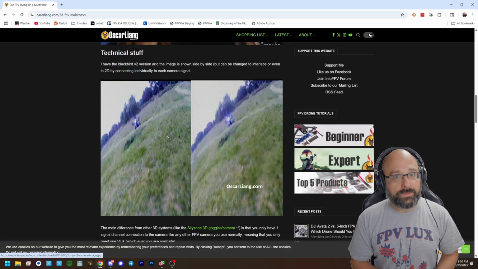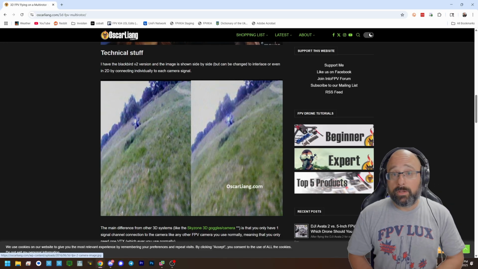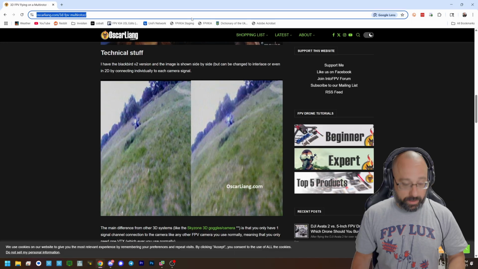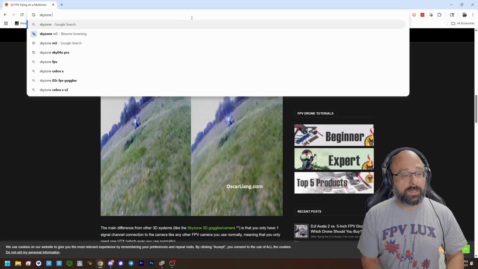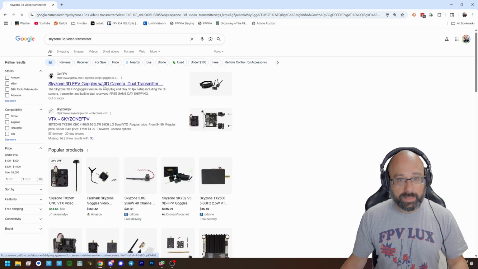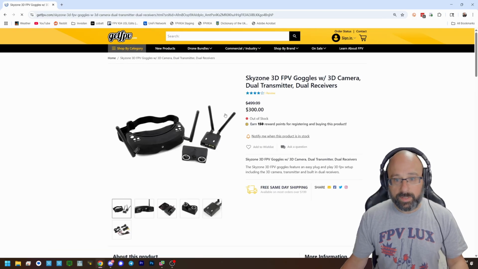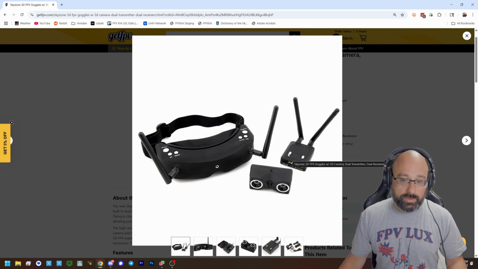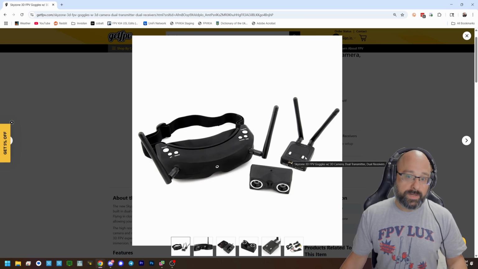The other way of doing it is what SkyZone did, where SkyZone had two video transmitters. So SkyZone had a dual video transmitter. See if I can find it. Yeah, here's the old SkyZone system. It had a dual band video transmitter transmitted on two channels.